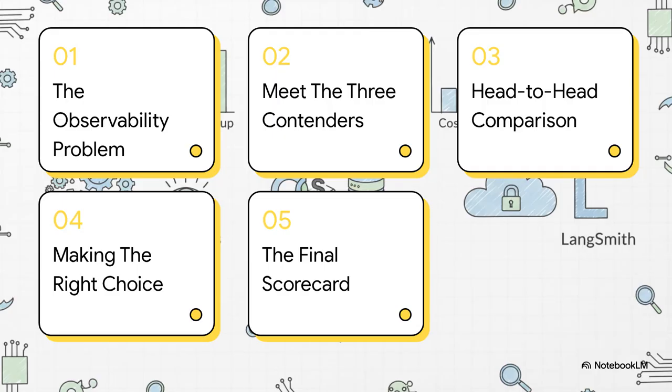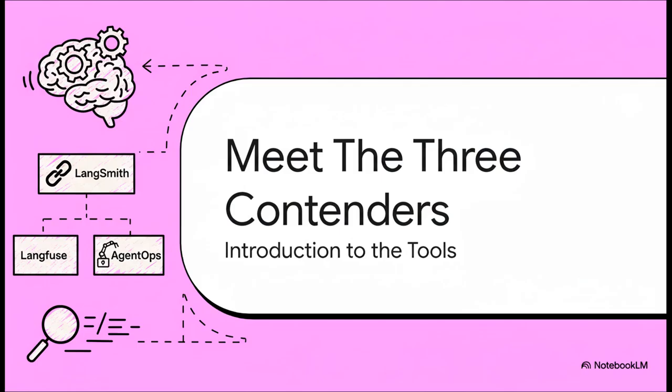So here's how we're going to break it all down. First, we'll properly meet our three contenders. Then we're going to put them head-to-head in a detailed comparison. After that, we'll walk through how to make the right choice for your project, and we'll wrap it all up with a final scorecard that gives you everything you need at a glance. All right, let's meet the players. These are the tools that promise to give you those mission-critical X-ray goggles for your AI systems. And you'll see, each one comes at this problem from a slightly different and really interesting angle.